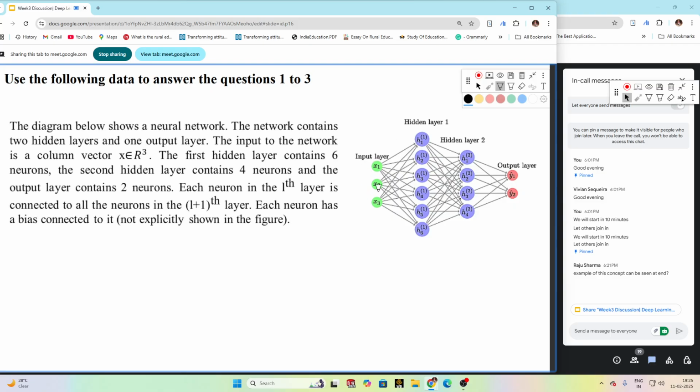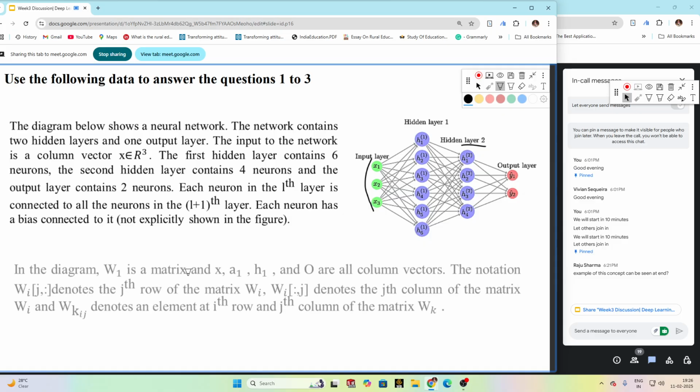You have three neurons in the input layer, six neurons in the first hidden layer, four neurons in the second hidden layer, and two neurons in the output layer. So again I am repeating: 3 neurons at the input layer, 6 in the first hidden layer, 4 in the second hidden layer, and 2 in the output layer. Every neuron is connected to every other neuron through weights. These are nothing but the weights associated with it.